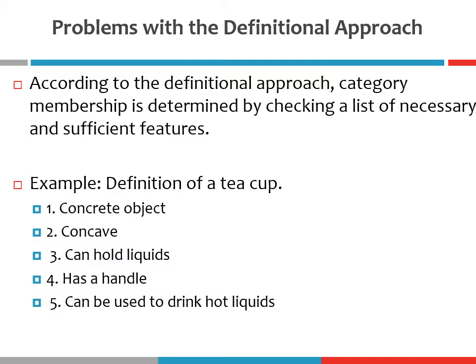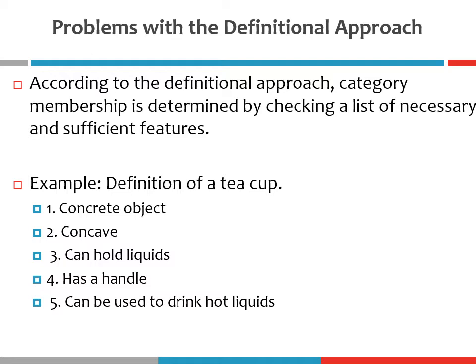But right away we can see that there probably are some exceptions to this rule, right? So if we think about our requirements 4 and 5, the requirement that it has to have a handle, right? Well, not all teacups have handles, right? So for example, Chinese teacups don't have handles. And not all teacups can be used to drink hot liquids, right? What about a teacup made of lacquer, right? Which is used more for a decorative purpose, right?